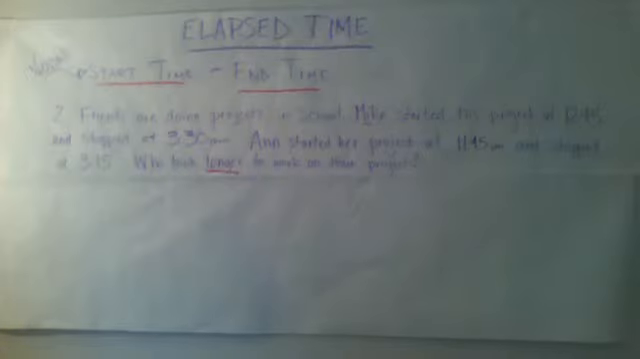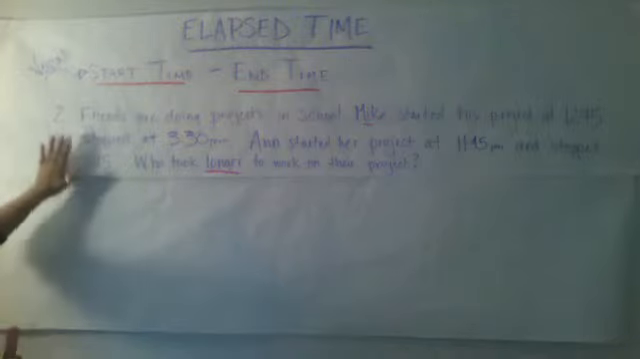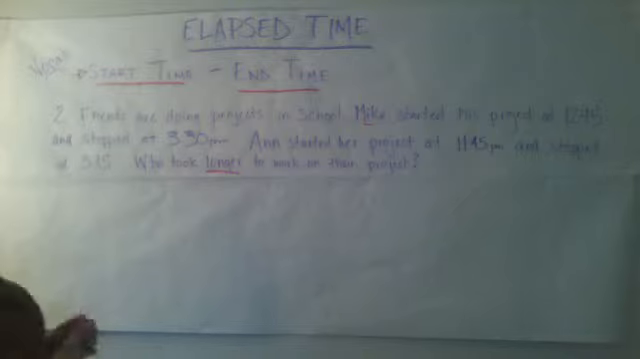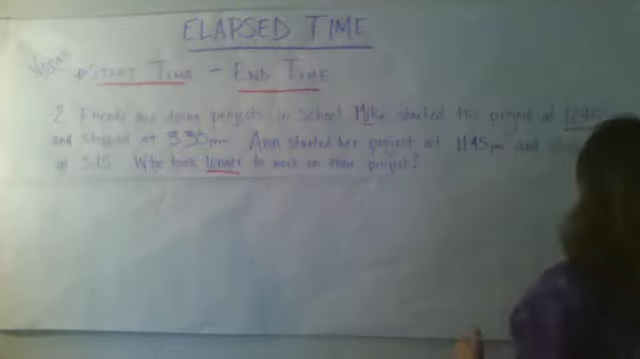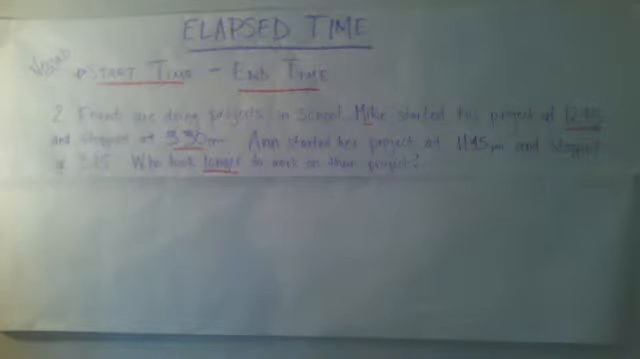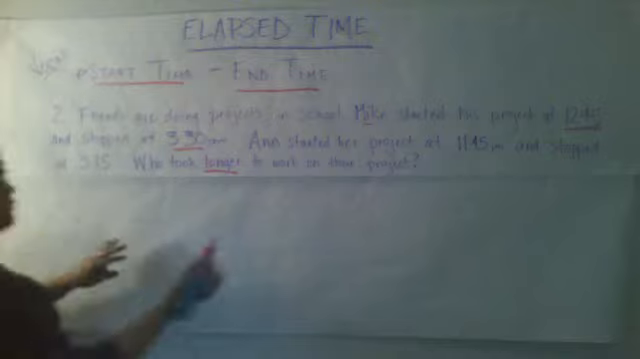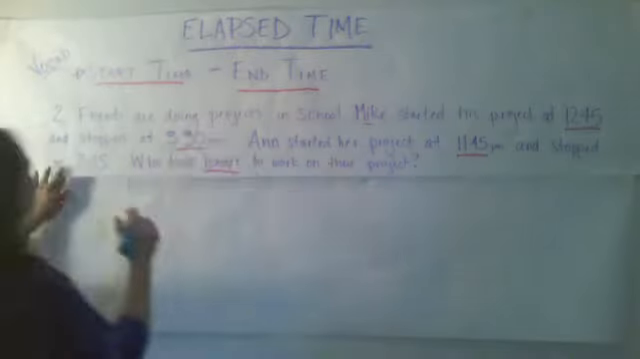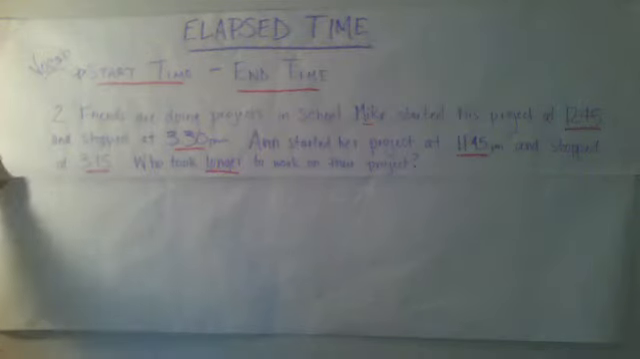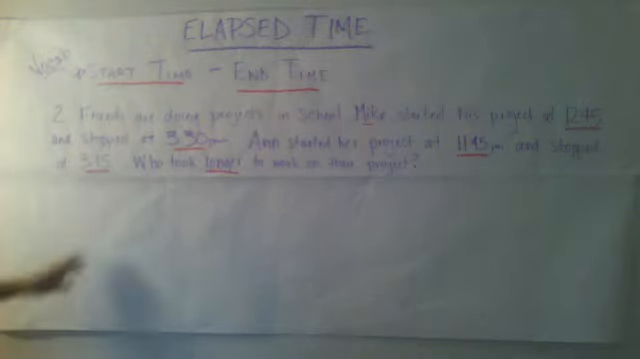Okay, today we are going to talk about elapsed time. Our story problem is two friends who are doing projects in school. Mike started his project at 12:45 and stopped at 3:30. Anne started her project at 1:45 and stopped at 3:15. Who took longer to work on their project?